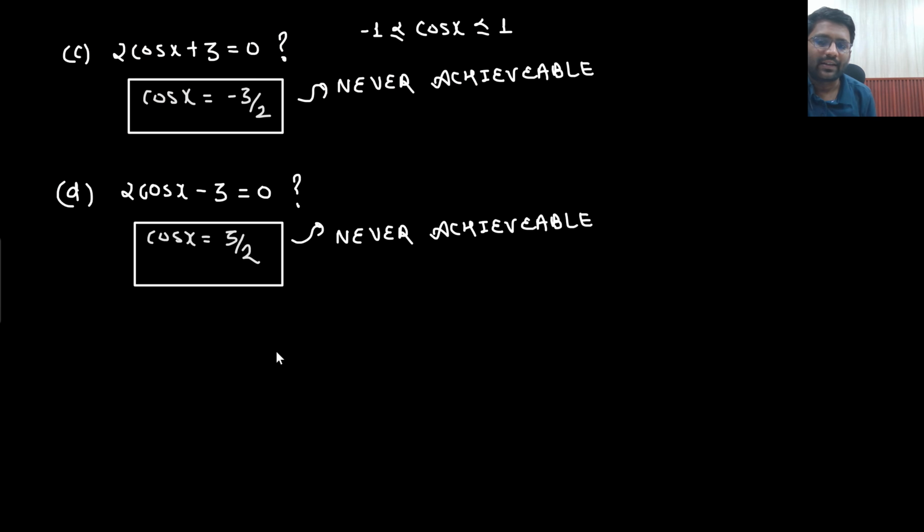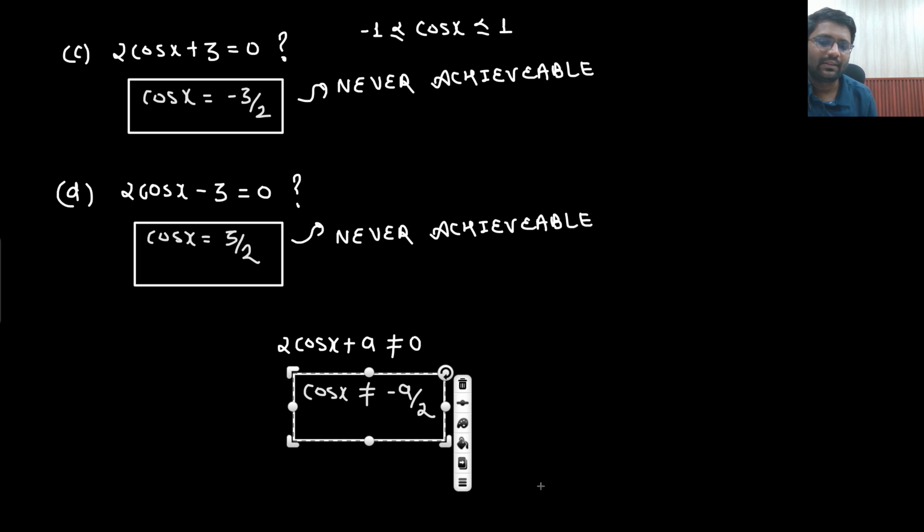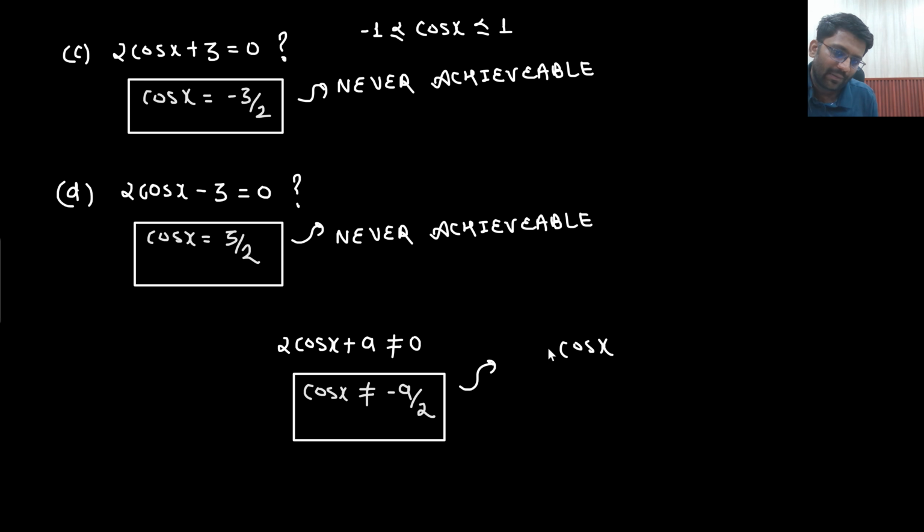So what did you understand? That our target is that 2 cos x plus a should never be equals to 0. That means cos x should never be equals to minus a by 2. This is our target. And now I know that cos x can be between minus 1 to 1 only. That means if cos x is equals to minus a by 2, then minus a by 2 is between minus 1 to 1 only. Then I am multiplying with minus 2 on all the sides. So if I multiply with minus 2, what I get? This 2.